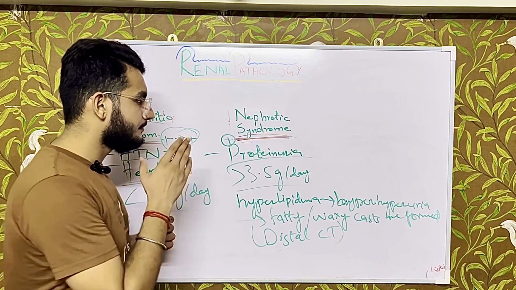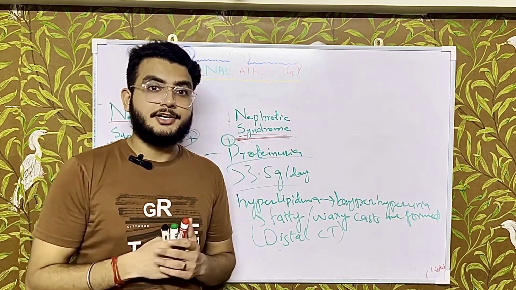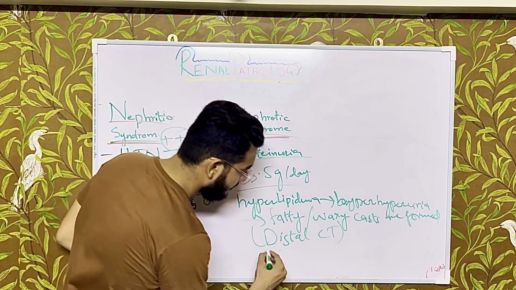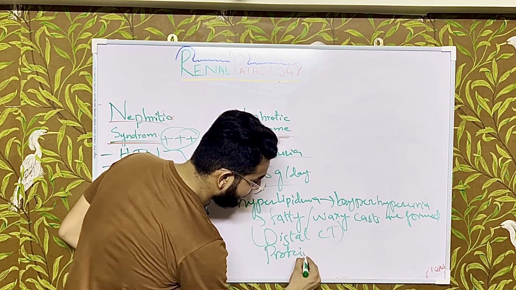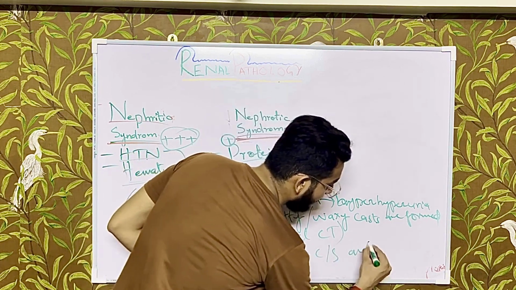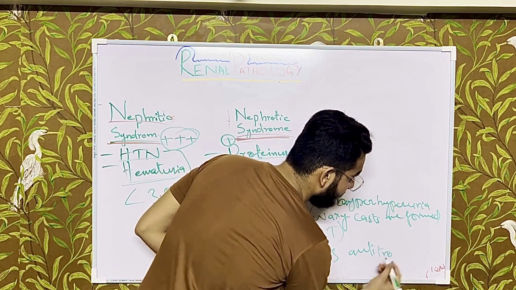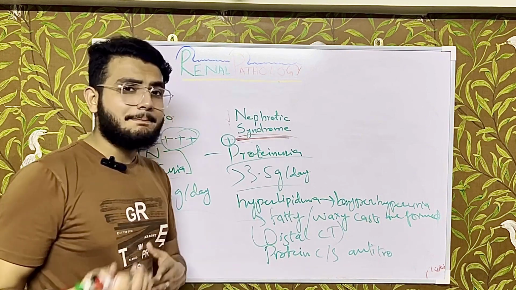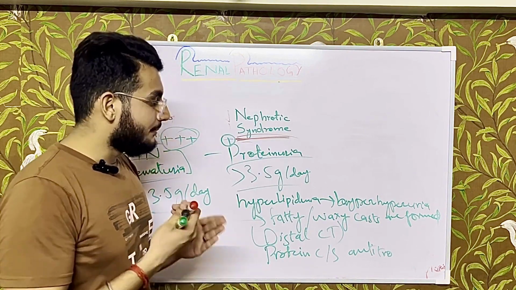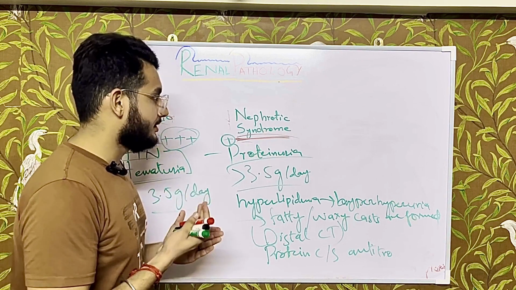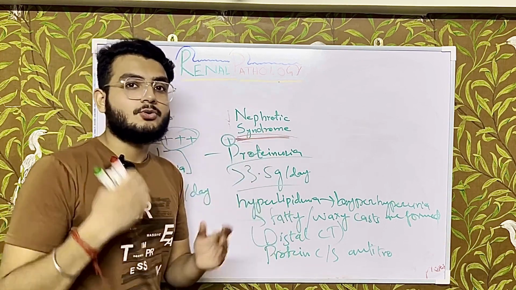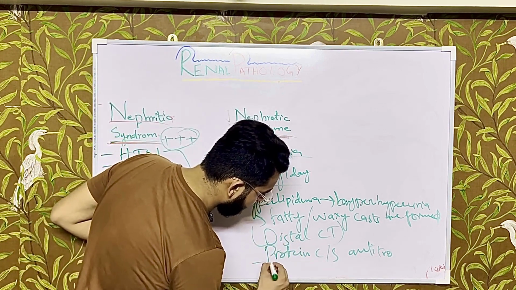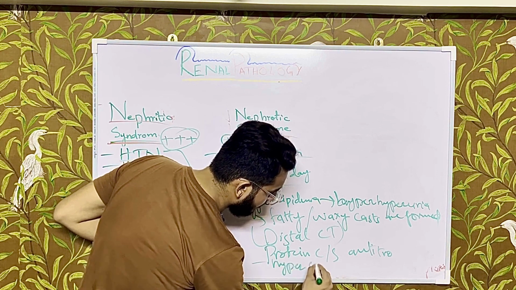Now what happens? Due to this proteinuria, certain anticoagulation proteins are also lost, such as protein C, protein S, and antithrombin 3. Due to the loss of these anticoagulation proteins, what happens? Hypercoagulability occurs. That's why this nephrotic syndrome is known as a hypercoagulable disorder.